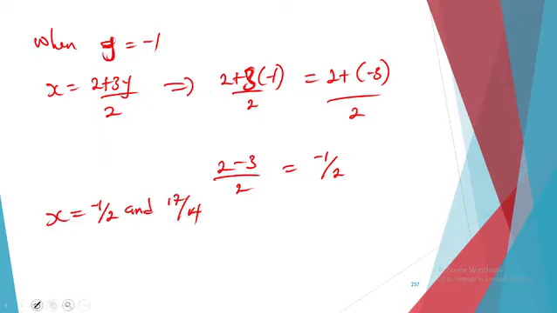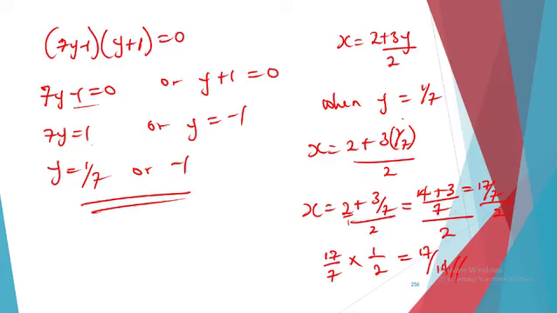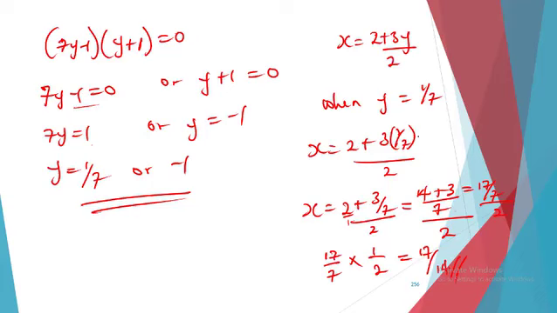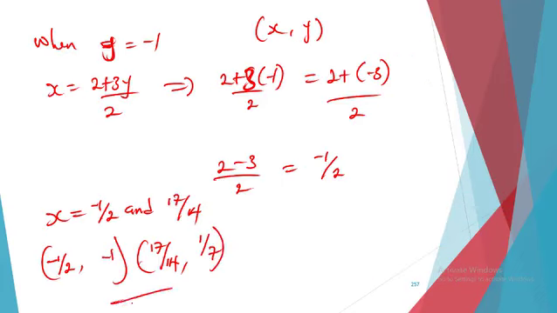If we are to represent them in a bracket where we have x comma y, then we'll have the first one to be minus 1 over 2, comma, what's the first value of y? The first value of y is minus 1. When x is minus 1 over 2, y is minus 1. And when x is 17 over 14, y is 1 over 7. So these are the answers.